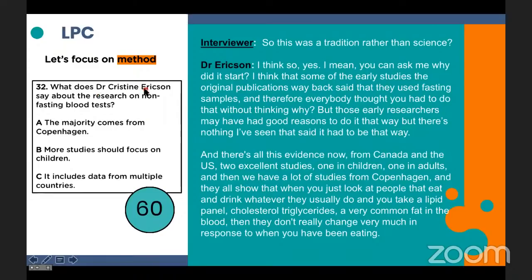32. Okay, so what does she say about the research on non-fasting blood tests? C, it includes data from multiple countries. She mentions Canada, the US, and Denmark. Okay. She does not say the majority of studies come from Copenhagen. She does not say that more studies should focus on children. She does mention data from multiple countries or sources from multiple countries. So 32 is C.